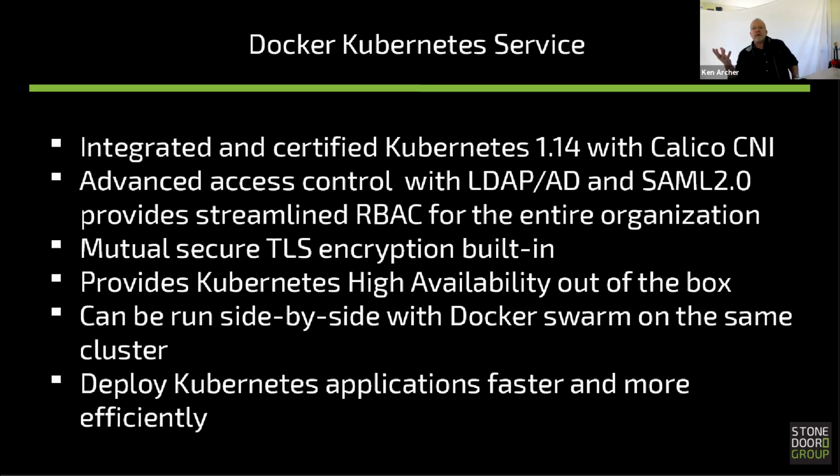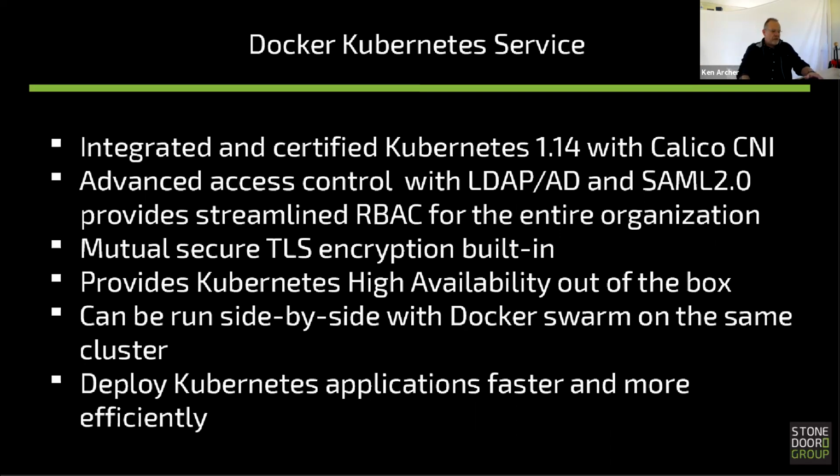We don't have to worry about just running Kubernetes in a cluster or just running Swarm in a cluster. With the UCP and the Docker Enterprise Service, we can run both of those together. We can then deploy Kubernetes applications a lot faster and more efficiently.